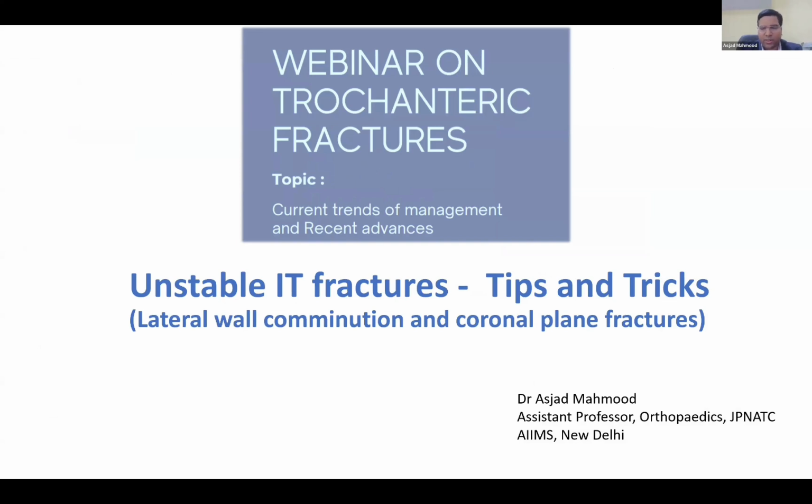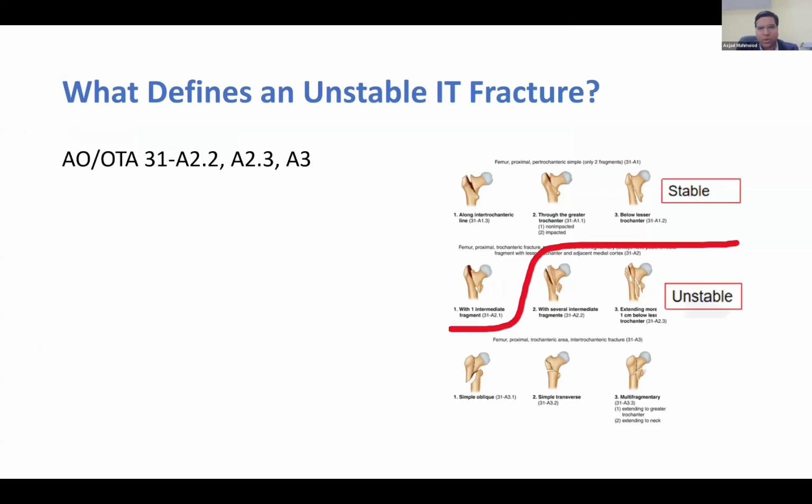So, many points of my talk have already been covered by Dr. Samarth and Dr. Kapil. So, let's go through the talk and just revise the topic. What defines an unstable IT fracture? According to the AO classification, A2.2, A2.3 and all A3 are unstable. A1 fractures and A2.1 are stable, and A2.3 and A3 are all unstable. We'll see in detail further that AO has classified A2.1 as stable because it has a lateral wall more than 20.5 millimeter.